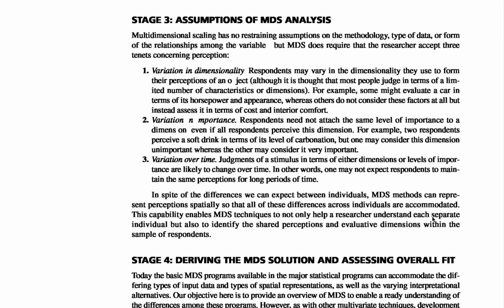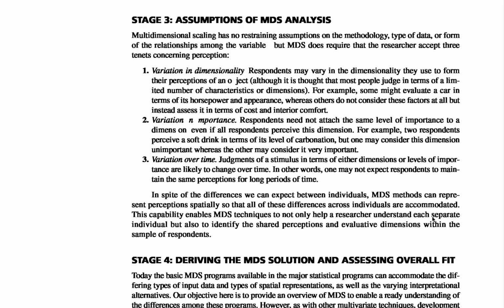Variations in dimensionality. Respondents may vary in the dimensionality they use for their perceptions, although it is true that most people judge in terms of a limited number of characteristics or dimensions. For example, some might evaluate a car in terms of horsepower and appearance, whereas others do not consider this factor at all but instead assess it in terms of cost and interior comfort.